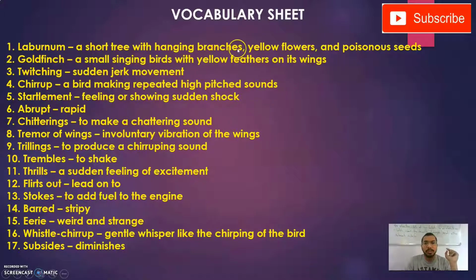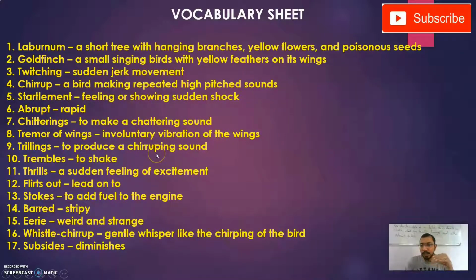Laburnum is a short tree with hanging branches, yellow flowers and poisonous seeds. Goldfinch is a small singing bird with yellow feathers on its wing. Twitchering means sudden jerk movement. Chirrup, bird's sound. Startlement, sudden shock, surprise. Abrupt, rapid. Chittering, chattering sound that is made by the young ones of the bird. Tremor of wings, the vibration which comes from the wings when the birds are flying.